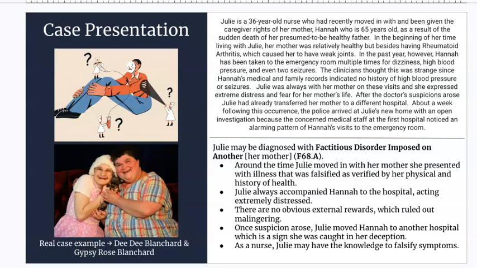Julie always accompanied Hannah to the hospital, acting extremely distressed. There were no obvious external rewards, which ruled out malingering. Once suspicion arose, Julie moved Hannah to another hospital, which is a sign that she was caught in her deception. And as a nurse, Julie may have the knowledge to falsify these symptoms, knowing what medications may react well and not react well with one another. So that was my presentation.